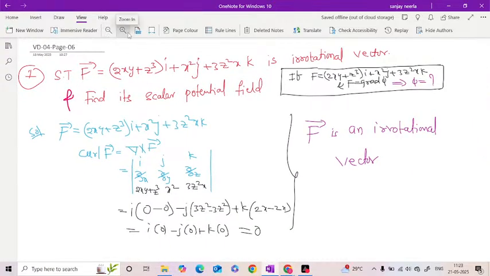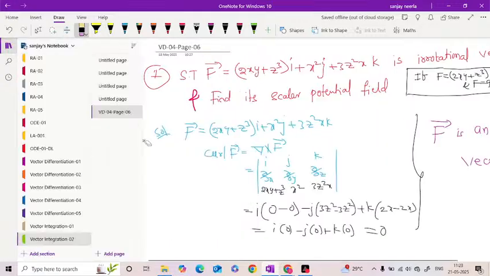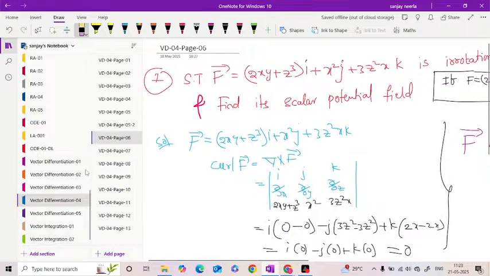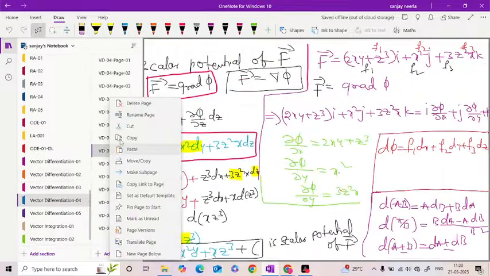Okay, first question. Show that, what is the previous question? So before going to solve this one, now we'll see the previous question. What is the previous question?